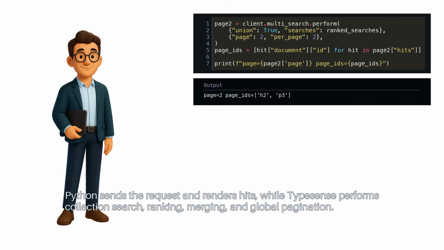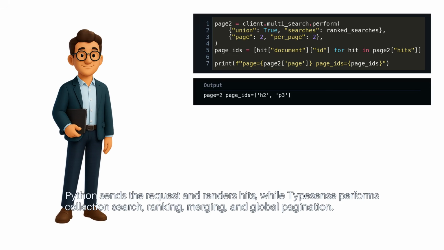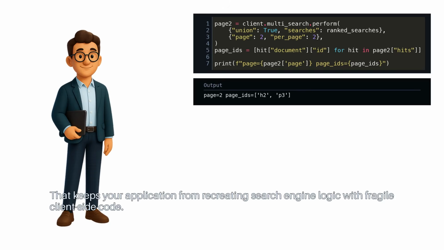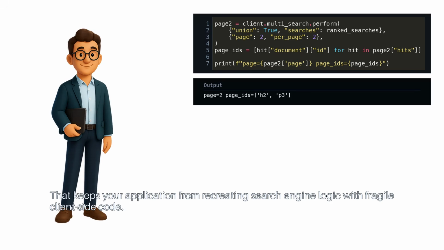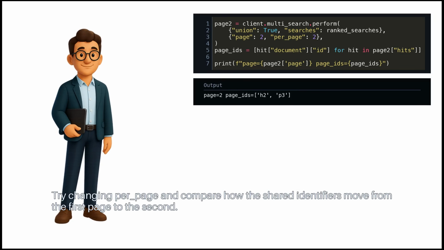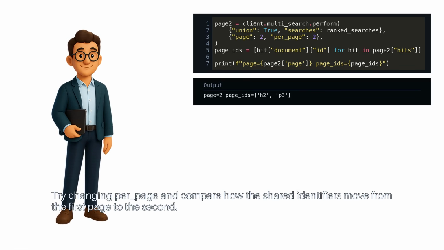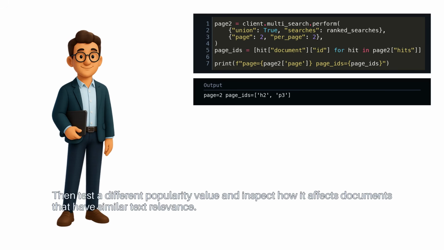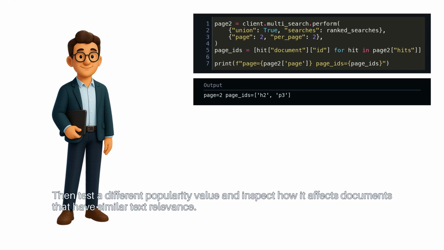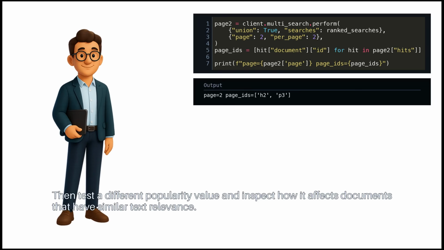Python sends the request and renders hits, while Typesense performs collection search, ranking, merging, and global pagination. That keeps your application from recreating search engine logic with fragile client-side code. Try changing per_page and compare how the shared identifiers move from the first page to the second. Then, test a different popularity value and inspect how it affects documents that have similar text relevance.